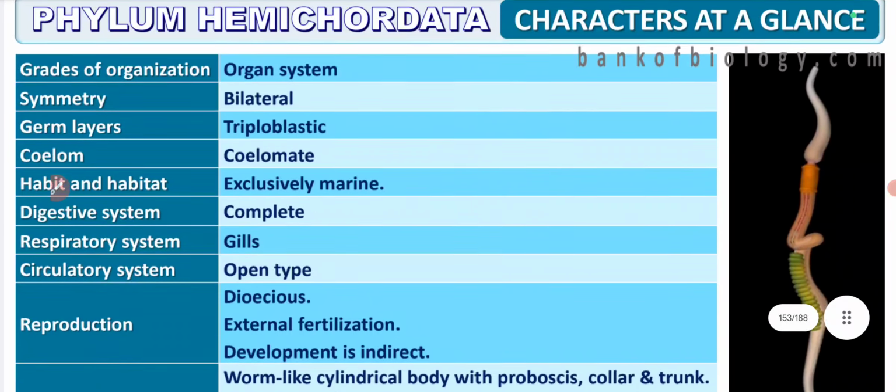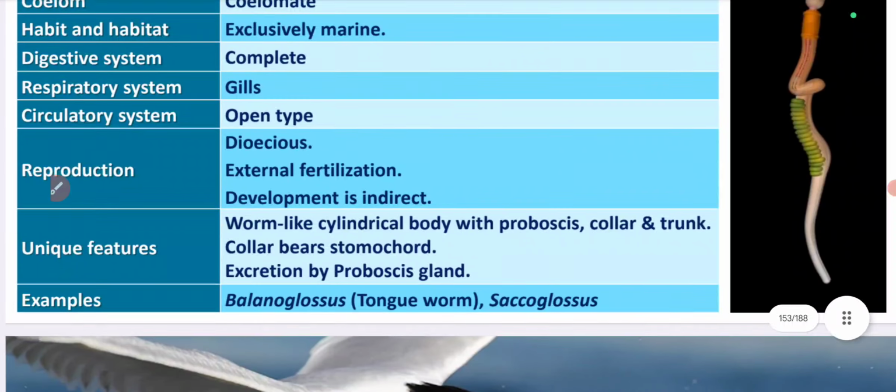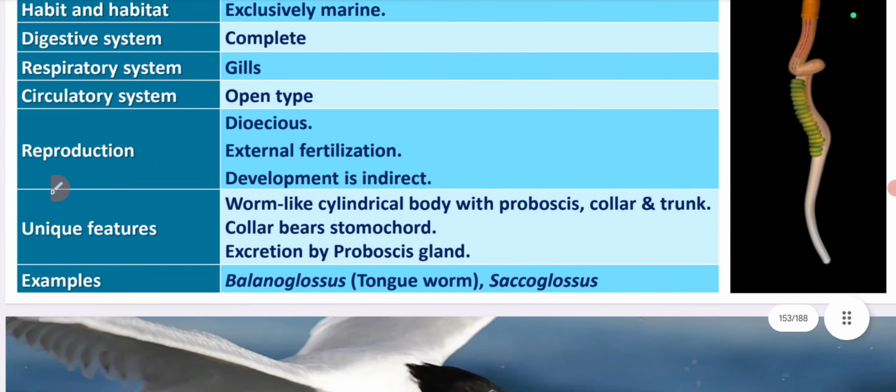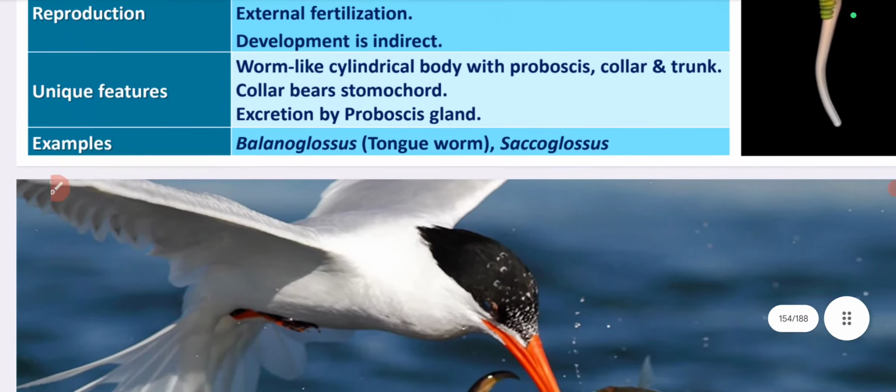Characters at a glance: organ system level of organization, bilaterally symmetrical, triploblastic germ layer, coelomate animals, and coming to habitat, they are present only in marine. Digestion complete. Gills present for respiration, circulation open type, reproduction dioecious, external fertilization, development is indirect. Unique features: worm-like cylindrical body with proboscis, collar and trunk. Collar bears stomochord, excretion by proboscis gland. Examples: Balanoglossus, tongue worm, and Saccoglossus.